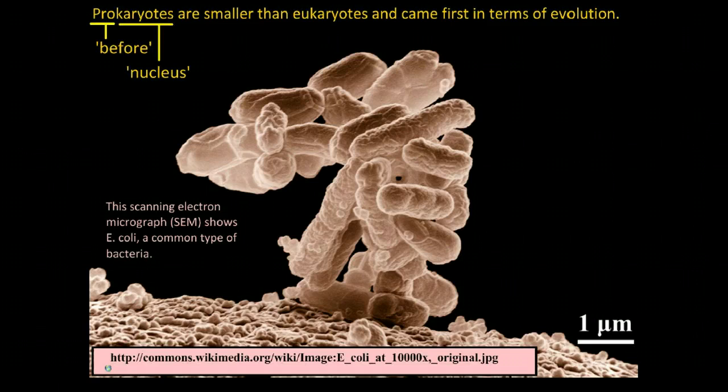So what you should know is the prokaryotes are smaller than eukaryotes, and they came first in terms of evolution. Think about the endosymbiotic theory as we've talked about in class. Pro means before, karyote means technically like kernel, which we refer to the nucleus as. So there's prokaryotes and eukaryotes. Eu means true. So prokaryotes came before the nucleus, and that fits in very nicely with our explanation of the endosymbiotic theory.